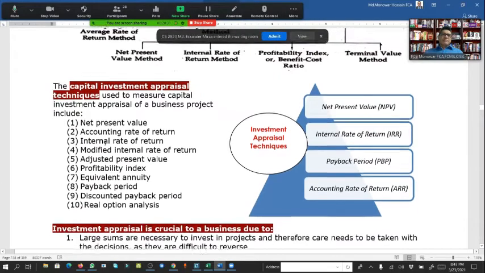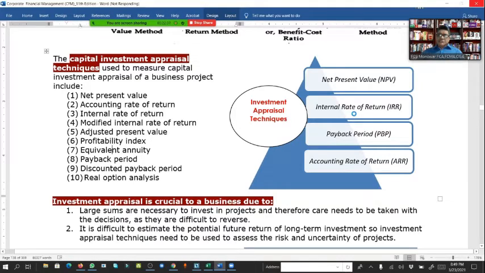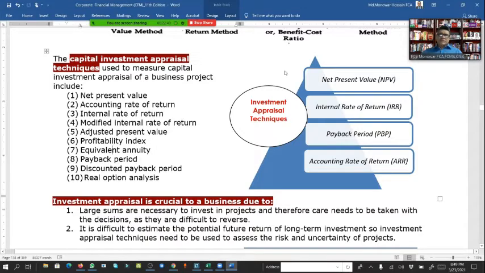For capital investment appraisal, there are different types of technique: net present value, accounting rate of return, internal rate of return, modified internal rate of return, adjusted present value, profitability index, equivalent annuity, payback period, discounted payback period, real option analysis, a lot of techniques. But basically we mostly use net present value, internal rate of return, payback, and accounting rate of return. Sometimes we also use the profitability index.